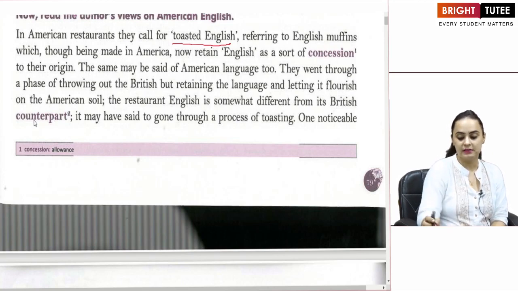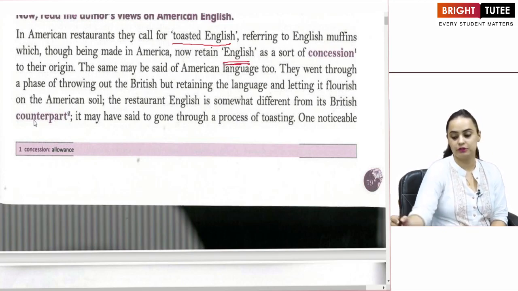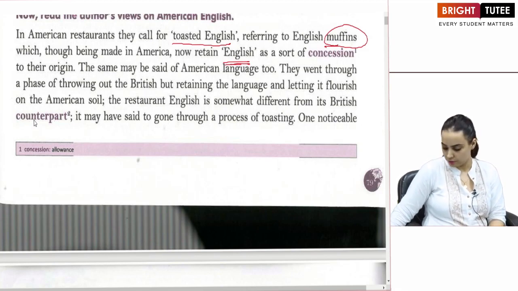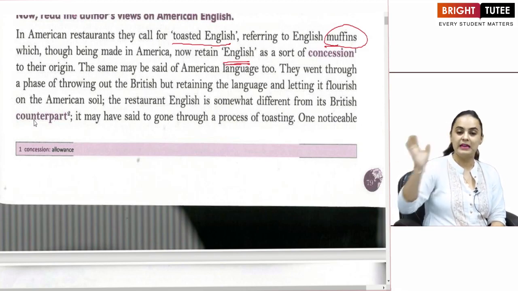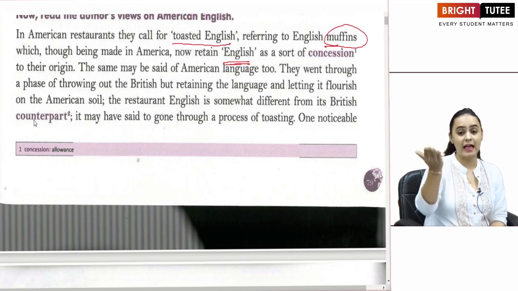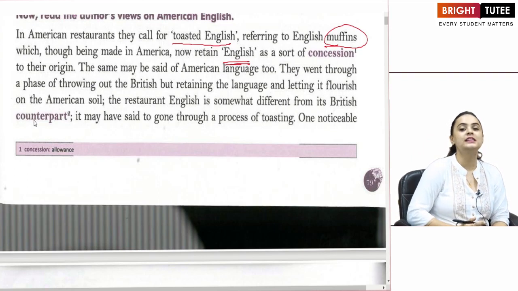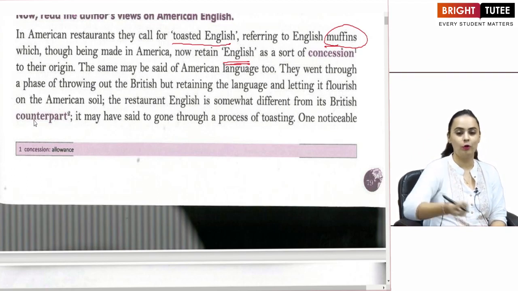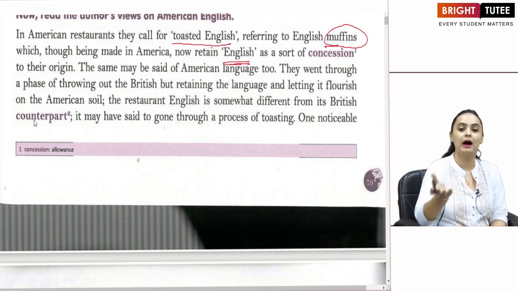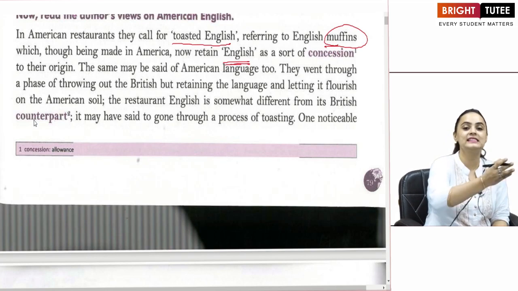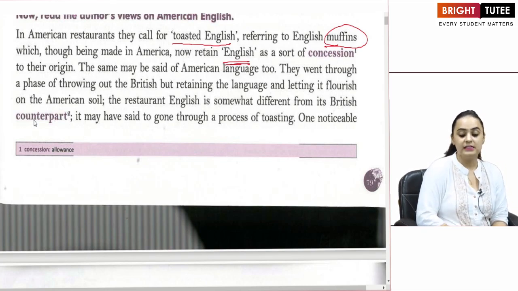So the reason why the word English is written before muffins. Now the writer is just trying to tell us that these muffins are obviously made in America only, but we add the word English before it as a sort of concession to the origin, in order to tell the people about the place it originated from, about the place it started from. The same may be said of American language too.